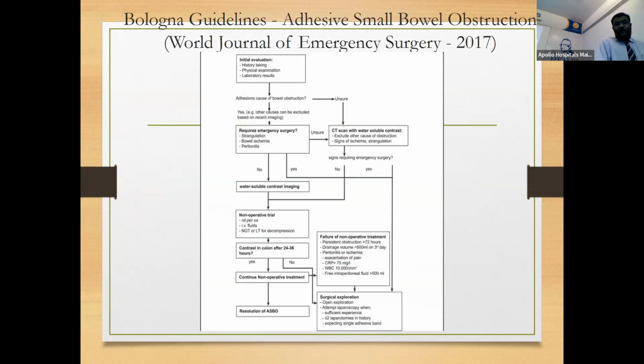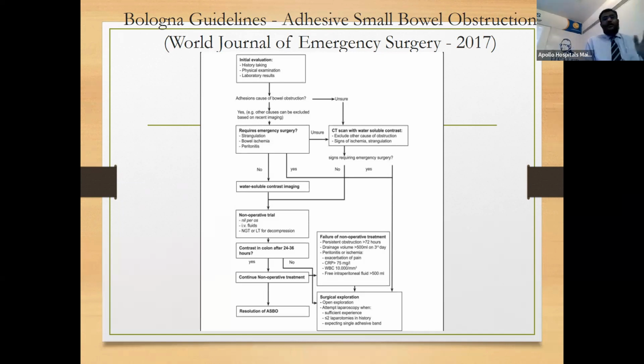So it is a busy slide, but I will just quickly summarize this. This is the flow chart in that guideline that I showed earlier, the Bologna guidelines. I'm sorry about the font size, but what it essentially says is if the patient comes with suspicion of bowel obstruction secondary to adhesion, and if the patient has had strangulation, bowel ischemia, peritonitis, the answer to the flow chart ends there. You've got to go for surgery.